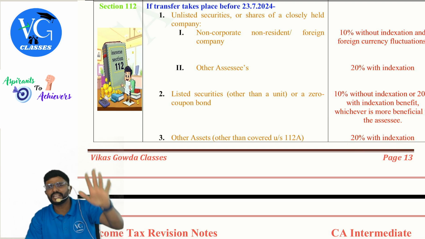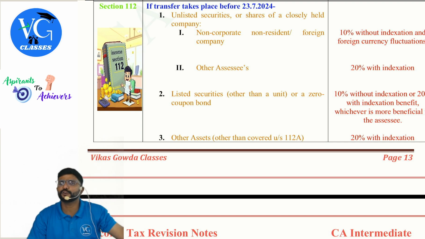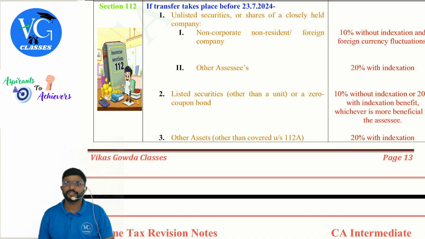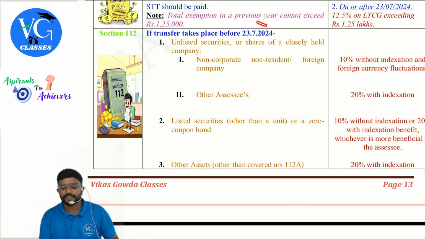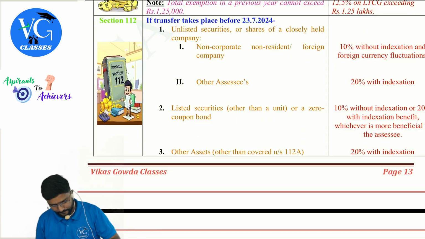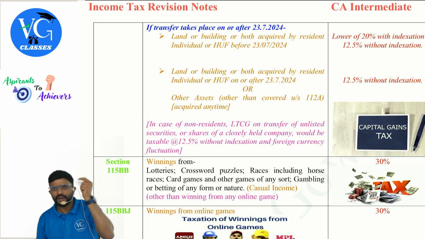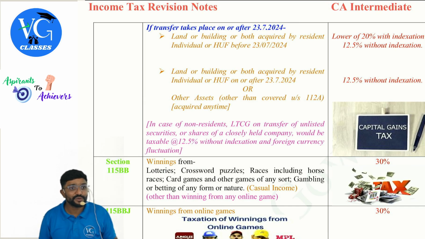Okay, if the question is silent and the date of transfer is before 23rd July, always go with this rate. Always go with the 20% rate. Okay, sir. This is when the date of transfer was before 23rd July. Sir, what if the date of transfer is on or after 23rd July? If the date of transfer is on or after 23rd July, then the new rates are applicable.